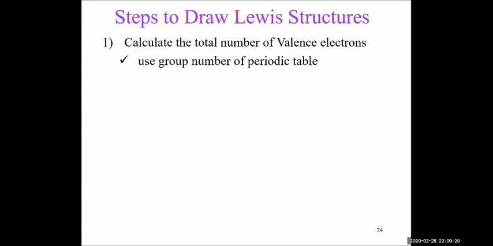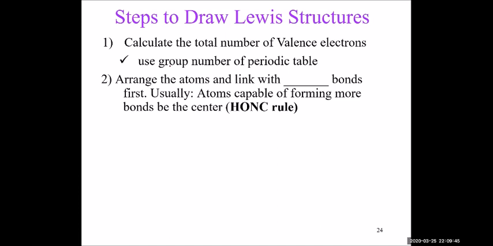So for example, hydrogen's group 7, so each one has 7 valence electrons. Oxygen and sulfur are in group 6, so each one has 6 electrons. And carbon's group 4, so carbon will have 4 valence electrons. And then before we draw the Lewis structures, we arrange the atoms and link them with single bonds.